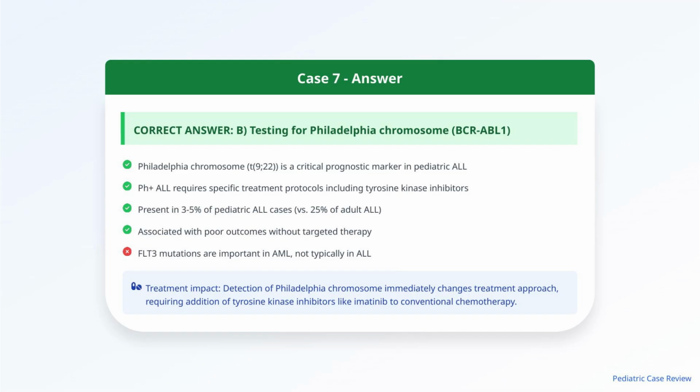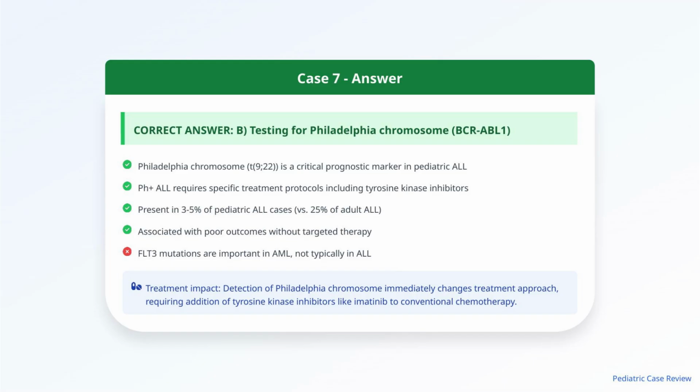Testing for the Philadelphia chromosome or BCR-ABL1 fusion is most important for determining treatment protocol and prognosis in this case. The Philadelphia chromosome results from a translocation between chromosomes 9 and 22 and is a critical prognostic marker in pediatric acute lymphoblastic leukemia. Although it's present in only about 3 to 5% of pediatric ALL cases, compared to 25% of adult cases, its presence significantly alters treatment.